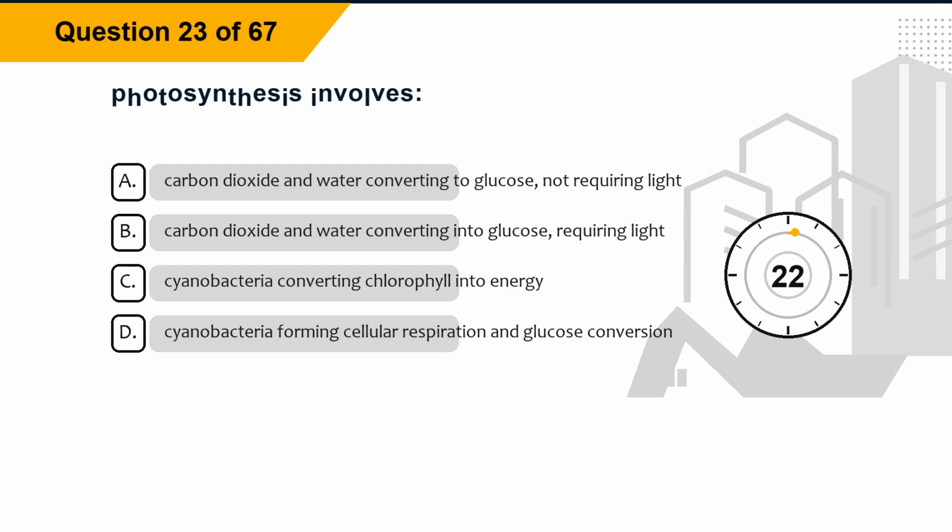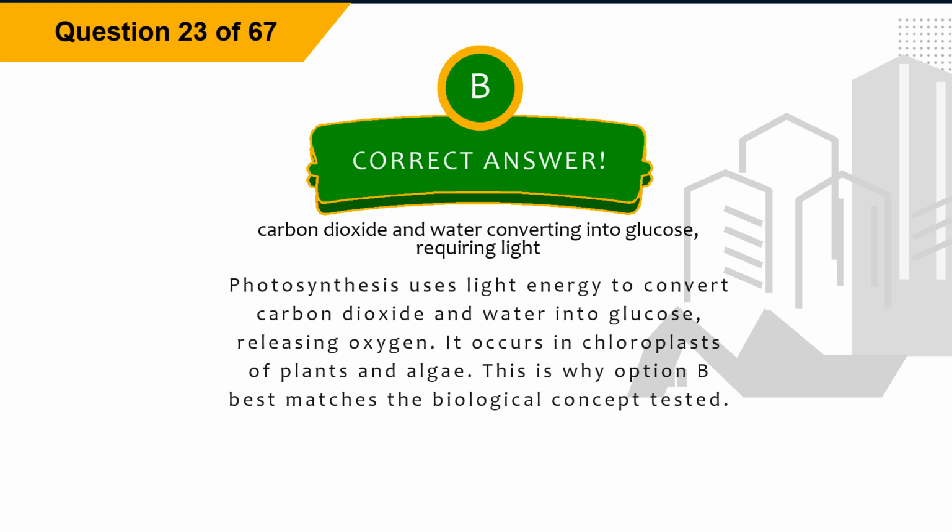Question 23. Photosynthesis involves: Option A, carbon dioxide and water converting to glucose, not requiring light. Option B, carbon dioxide and water converting into glucose, requiring light. Option C, cyanobacteria converting chlorophyll into energy. Option D, cyanobacteria forming cellular respiration and glucose conversion. The correct answer is option B, carbon dioxide and water converting into glucose, requiring light.